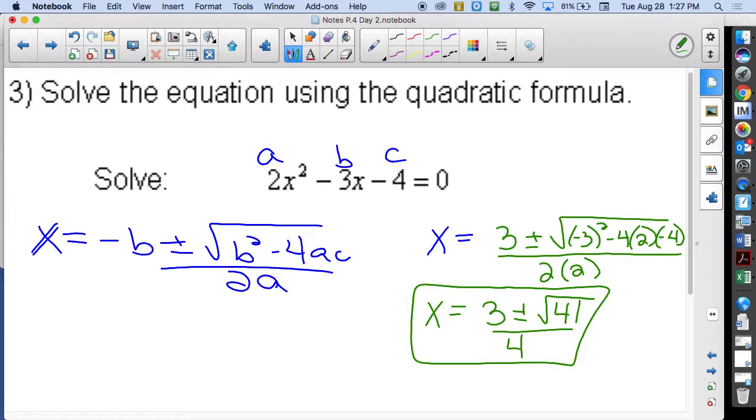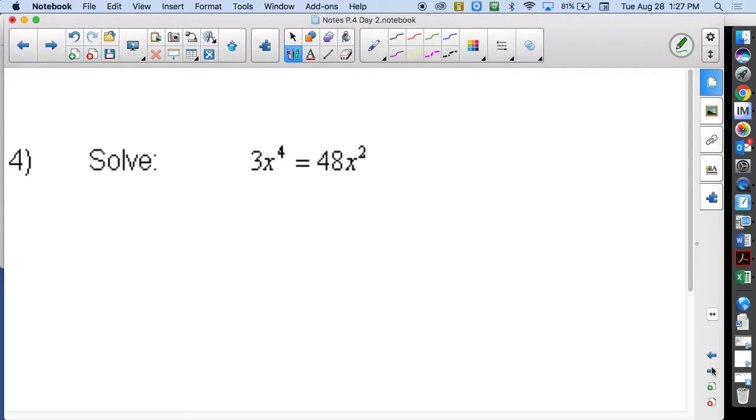So the other 3 equations we're going to look at just build on the equations we've been working on. Number 4 just tells you to solve, so it doesn't really give you any directions as to how to solve it. So you have to think back in your memory bank, what could you do to solve something that looks like this? We have 3x to the 4th equals 48x squared.